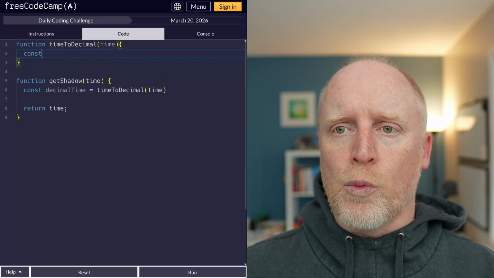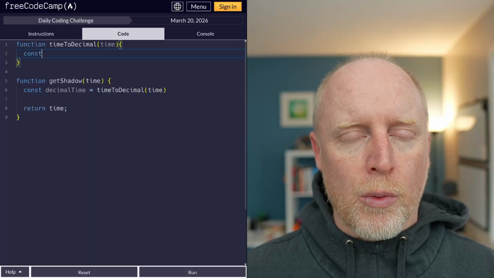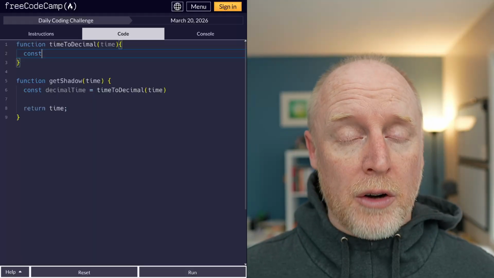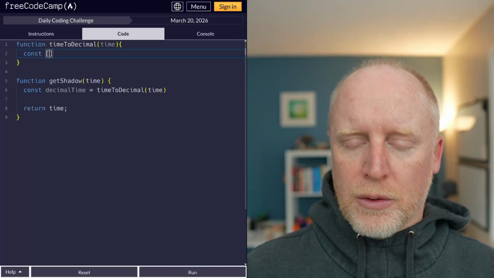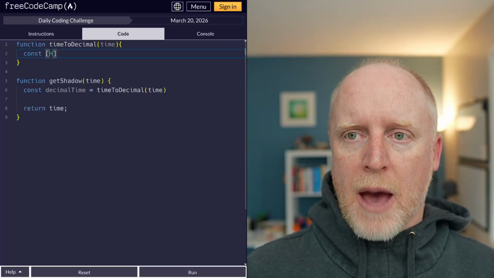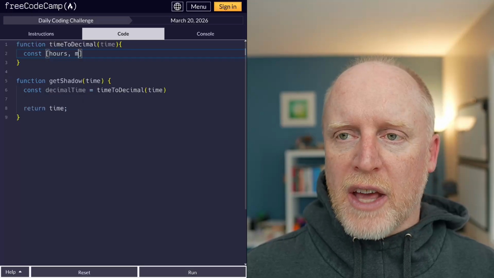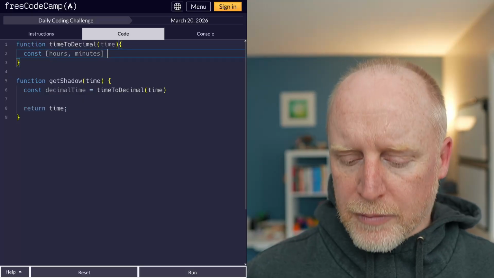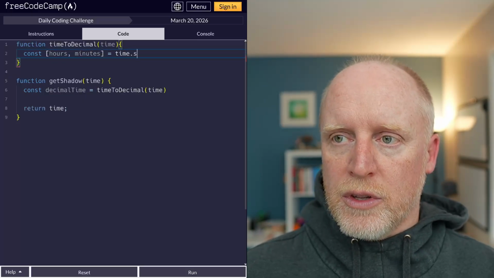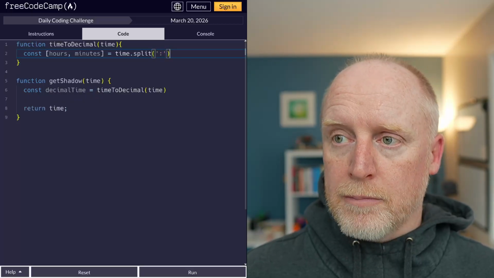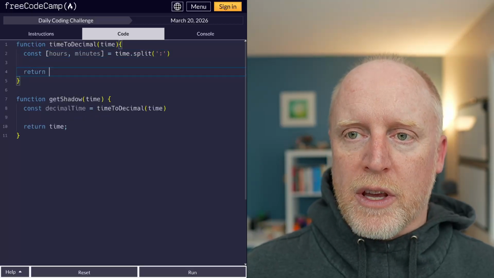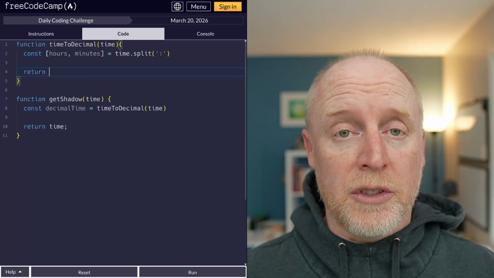The first step, we've seen this sort of pattern before with time where we split it apart so that we can do the math on it, okay? We're going to do the exact same thing. So inside of here we have not capital H, but hours and minutes, okay? That's going to be equal to time.split on the colon, okay? Which means that we can return that decimal time.